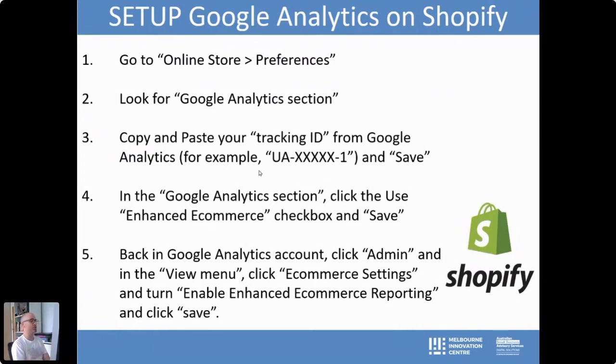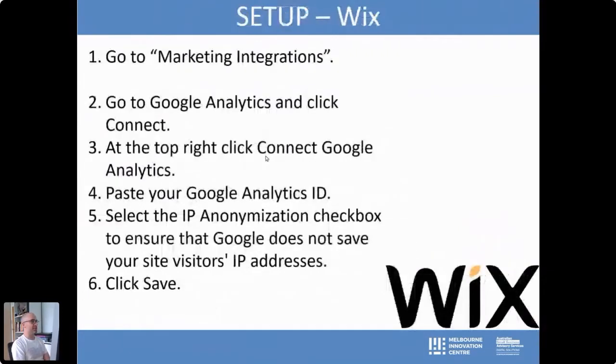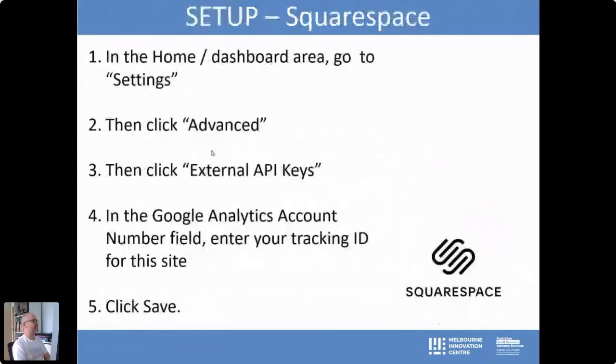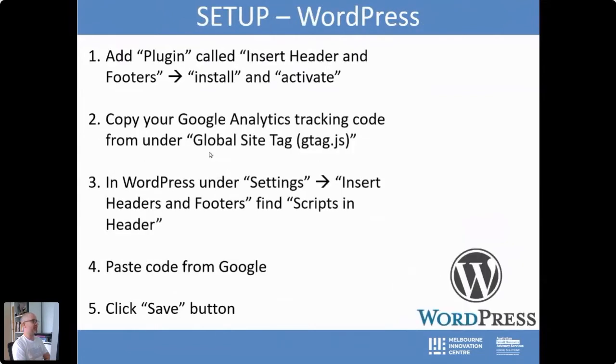So that's how you set up with Shopify. In terms of Wix, I think someone had Wix. You need to go to the marketing integration section, go to Google Analytics and click on Connect. At the top right, click Connect Google Analytics, and it should let you paste in that same ID that we talked about. You need to select the IP anonymization checkbox to ensure Google does not save your visitors' IP addresses. I don't know if it does that anymore though, actually. In terms of Squarespace, I don't think anyone had Squarespace, so I'm going to skip over this one today.